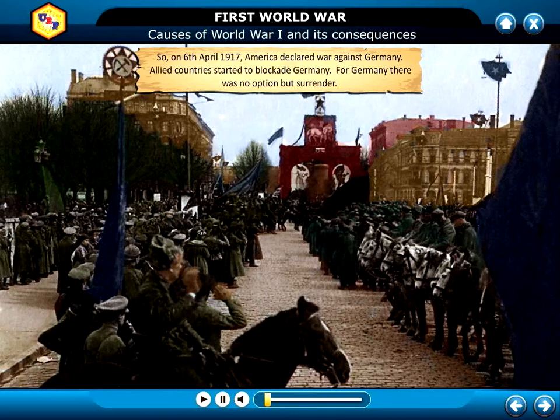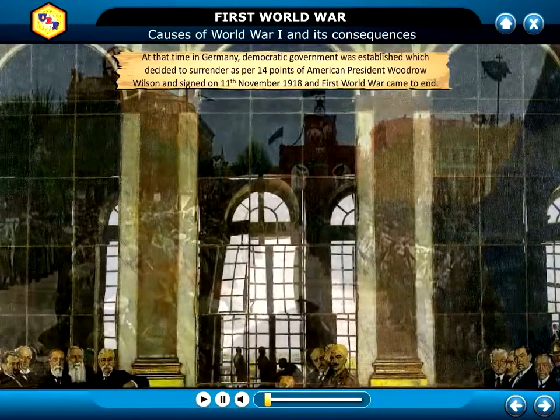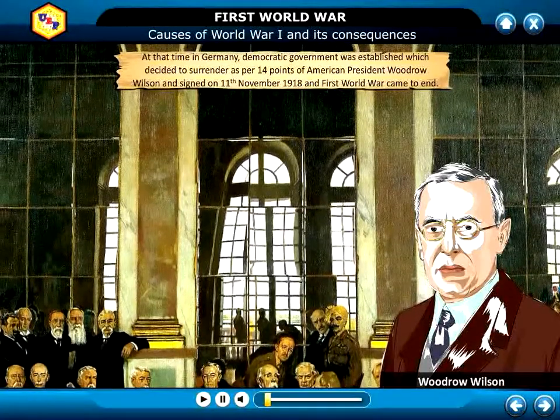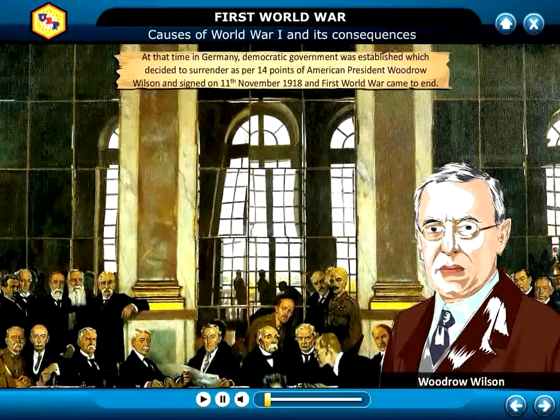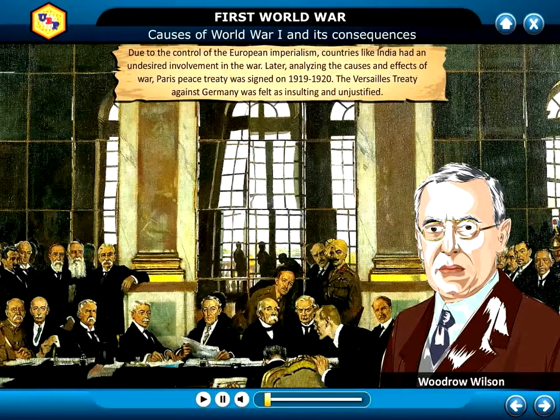For Germany, there was no option but surrender. At that time in Germany, democratic government was established, which decided to surrender as per 14 points of American President Woodrow Wilson and signed on 11th November 1918, and First World War came to an end. Due to the control of the European imperialism, countries like India had an undesired involvement in the war. Later, analyzing the cause and effect of war, Paris Peace Treaty was signed in 1919-1920. The Versailles Treaty against Germany was felt as insulting and unjustified.